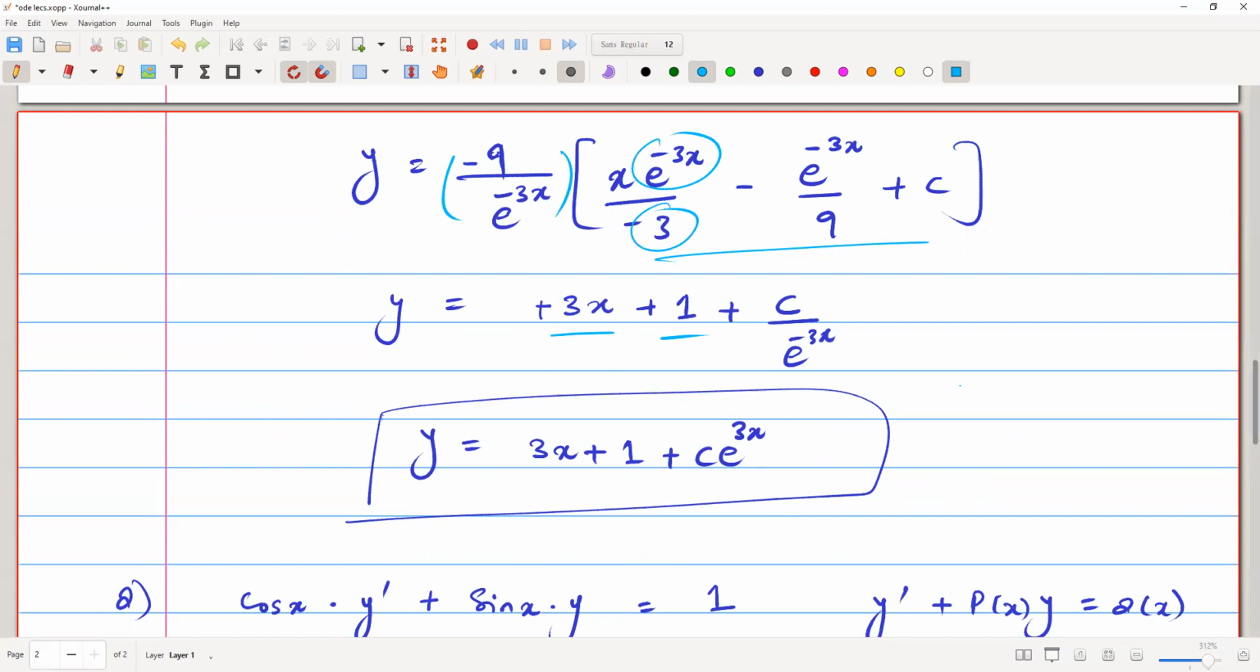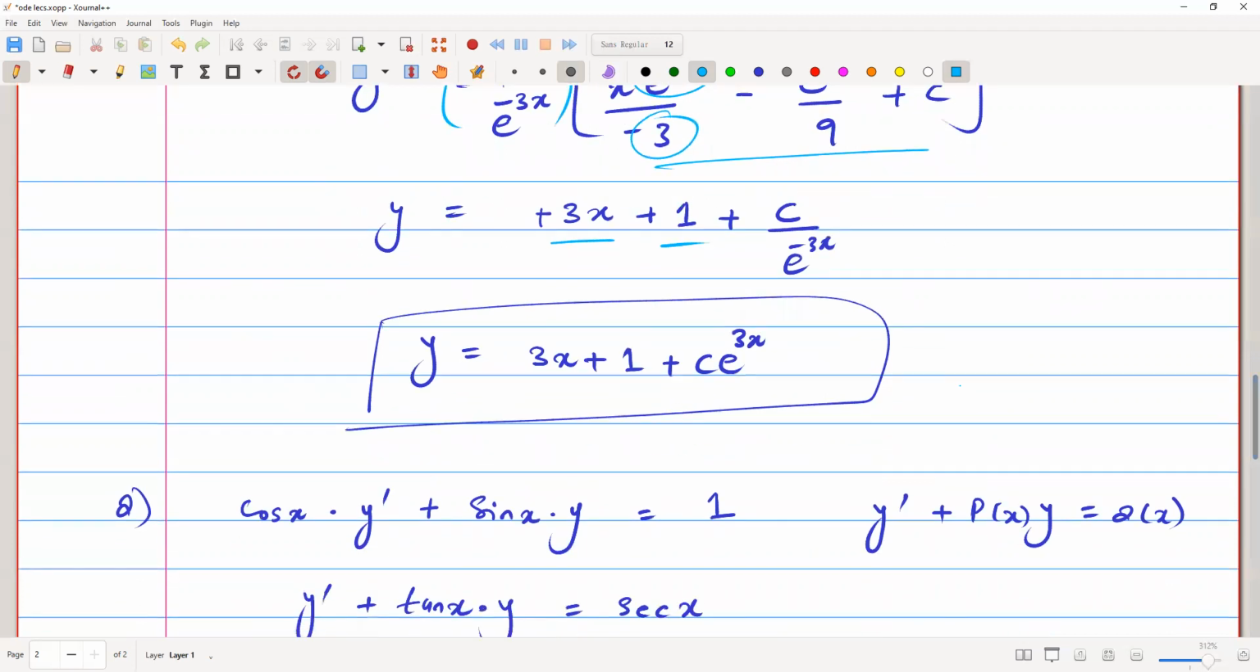And then for c, -9 times c is c again, because c is an arbitrary constant. So anything multiplied by this constant will be a constant anyway. So we can write it as c divided by e to the power -3x simply, because e to the power 3x is a function, so we have to write it here, right? So we'll get the final solution of this form, where y equals 3x plus 1 plus c e to the power 3x.